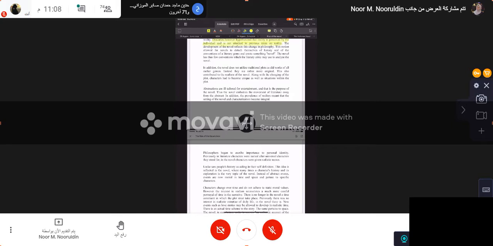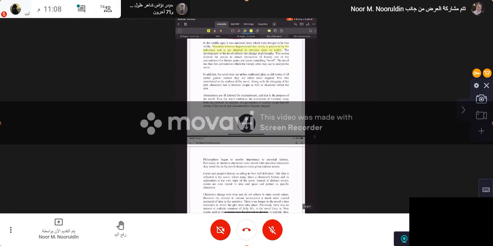Good. Abstractions are ill-tailored for entertainment, and that is the purpose of the novel. Thus, the novel embodies the movement of literature away from the abstract. In addition, the prevalence of realism meant that the setting of the novel and the characterizations become integral. Okay, thank you very much.